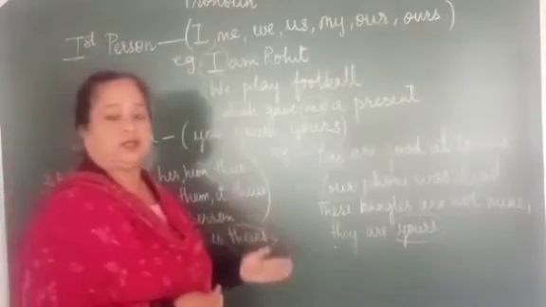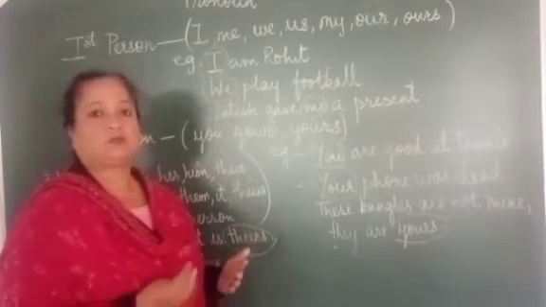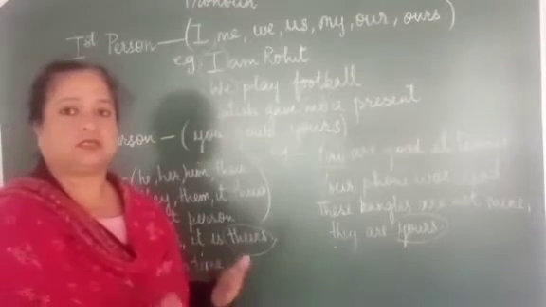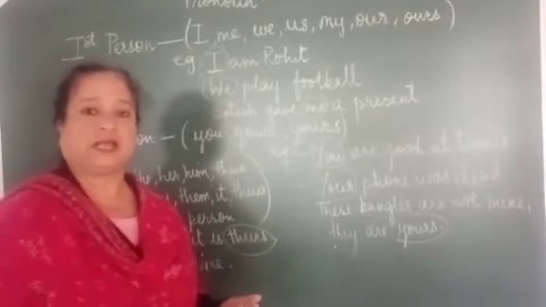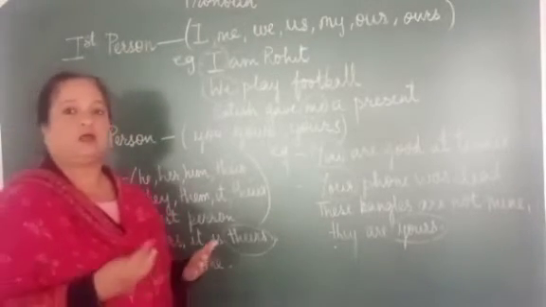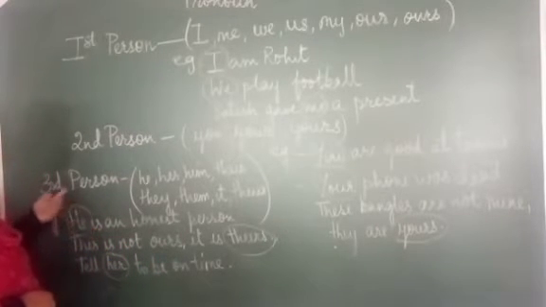So what did I tell you? The third person is the person about whom something is being spoken. First person is the person who speaks, the speaker. Second is the listener. And third is the person about whom we are talking. So he becomes the third person.